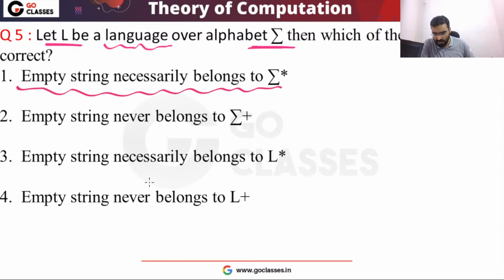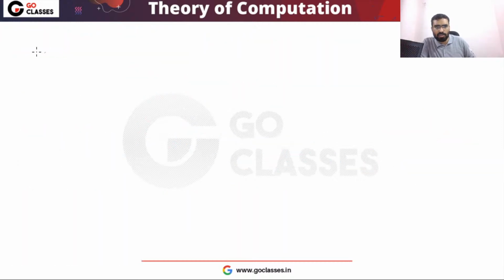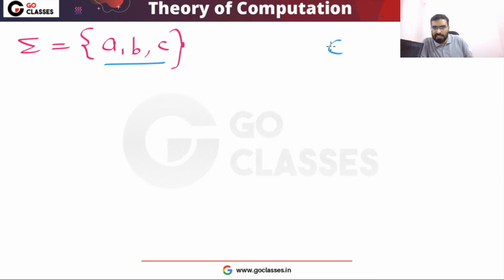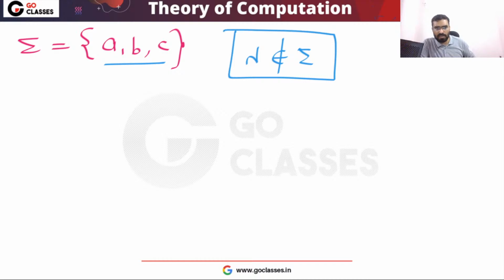What about this? Empty string necessarily belongs to sigma star. Yes, this statement is correct, because you know what sigma star is. Remember, sigma star is a set of all strings. Whatever sigma you take, you can take A, B, C, whatever alphabet you take. Remember one thing, let's assume this is the empty string. Tell me, the empty string never belongs to sigma, right? Very simple.